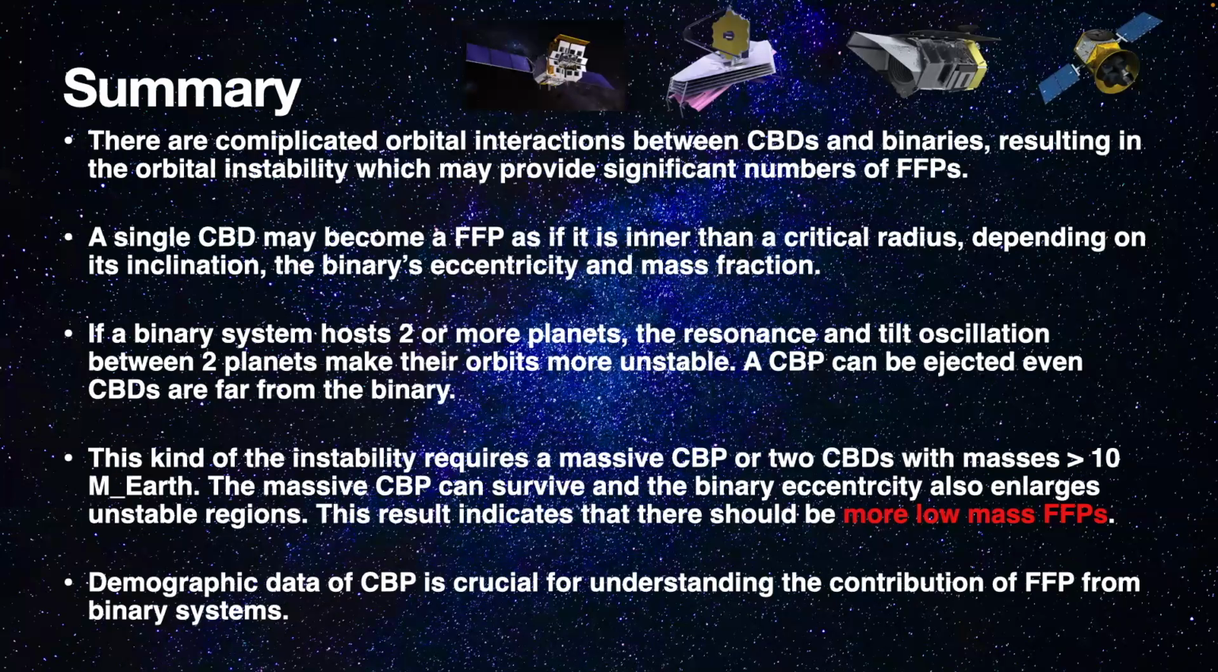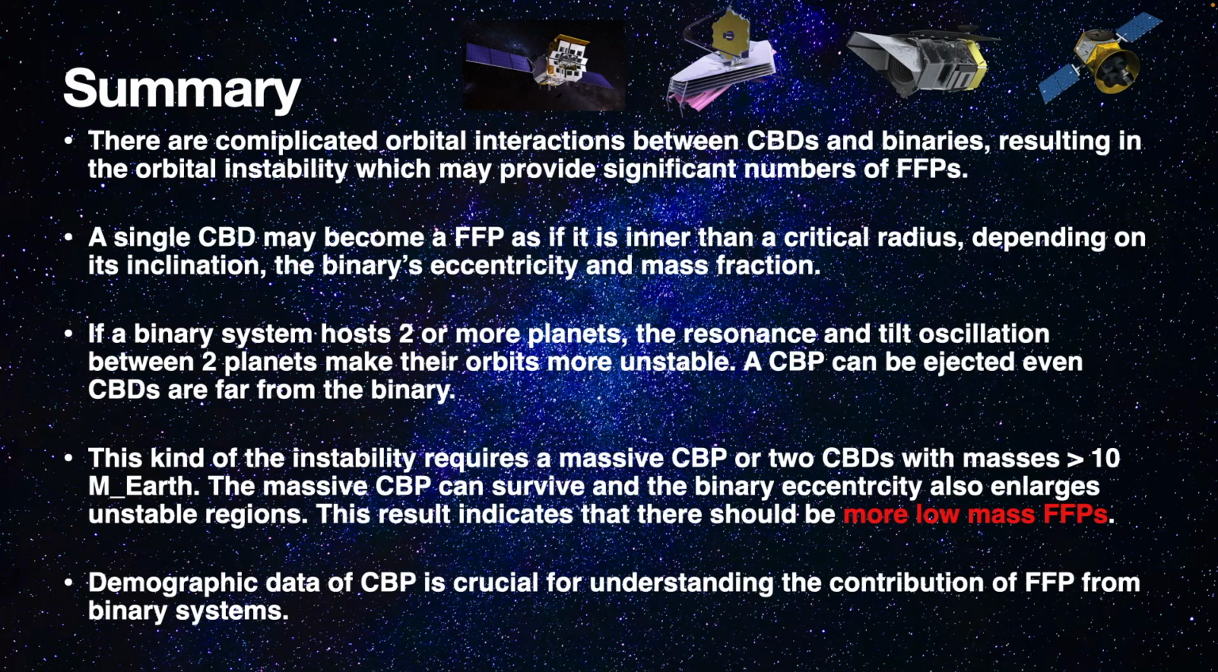So here is my summary. There is very complicated orbital interaction between the circumbinary planets and the binary, and it results in orbital instability, and it could provide a significant number of free-floating planets. And a single circumbinary planet may become a free-floating planet if it's inner than the critical semi-major axis.